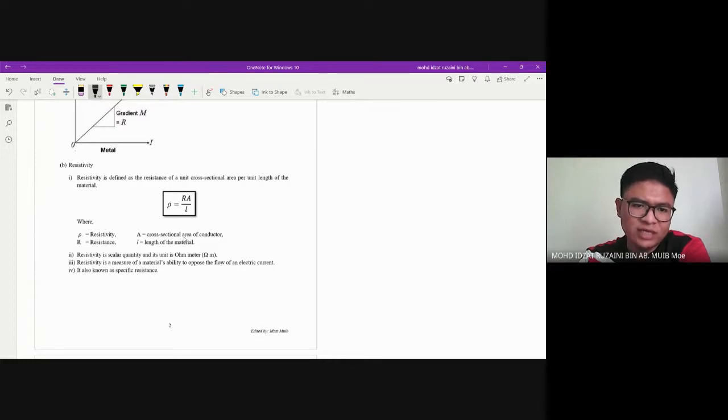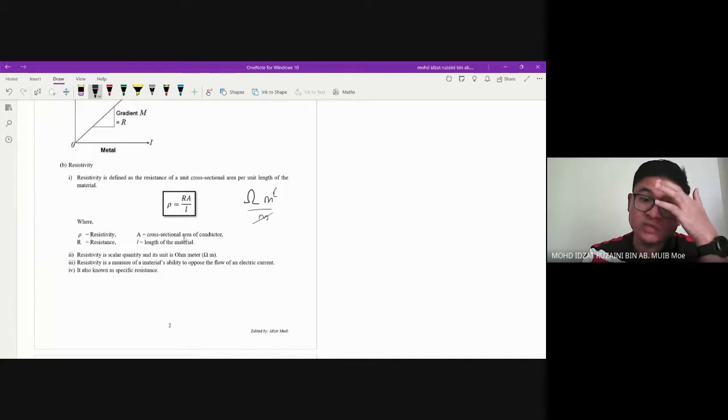Here resistivity is the scalar quantity and the unit is ohm meter. Ohm meter lah kan, sebab ini kamu ada ohm, kamu ada meter square and then kamu ada meter, untuk ini kamu akan cancel off, kamu dapat ohm meter lah. Begitu. So apakah dia resistivity? Ini sebagai kita punya kayu ukur, kayu ukur macam mana kamu nak nilai sesuatu material itu, adakah dia boleh menghalang arus elektrik atau tidak lah. Ability to oppose the flow of an electric current. It is also known as specific resistance.